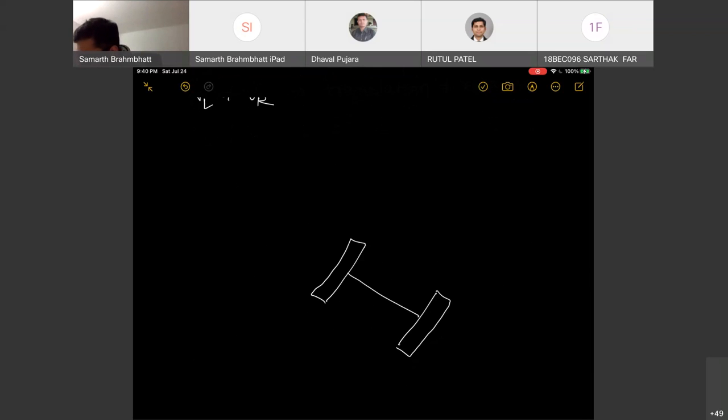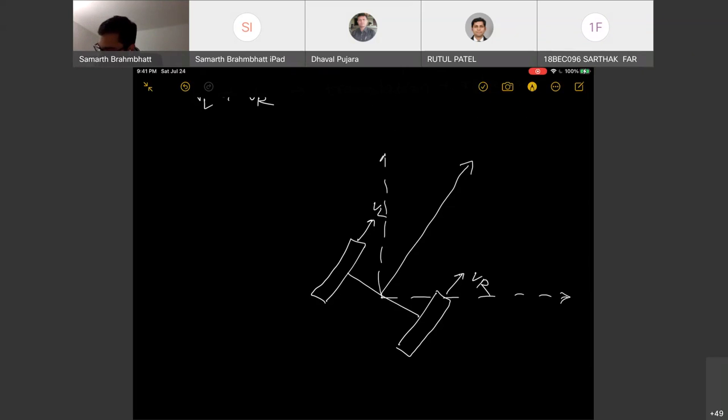And let's just say that this is going to be VL, VR, and this is the forward direction of the robot. And we have some coordinate system X, Y. So we know that the position of the robot is X, Y, and the orientation of the robot is theta with respect to our coordinate system that we have decided.